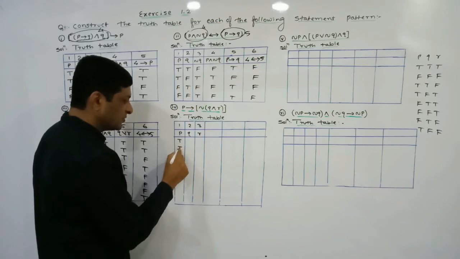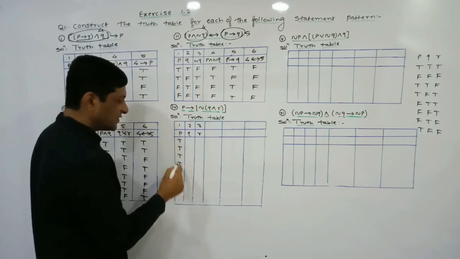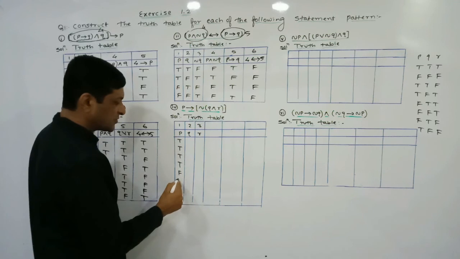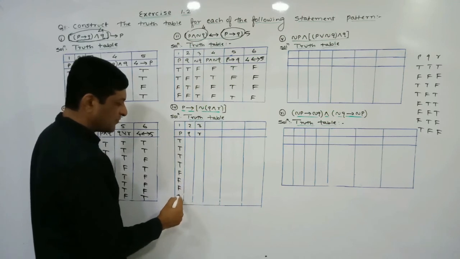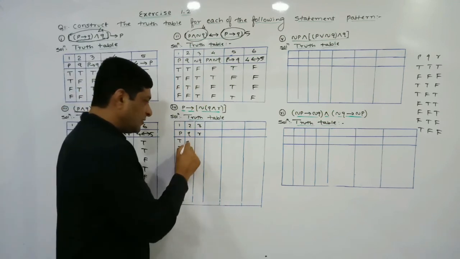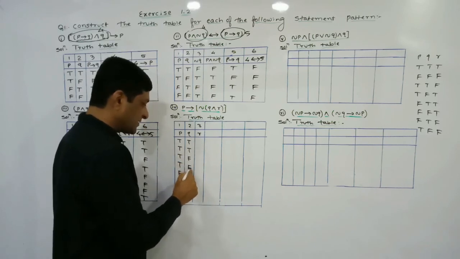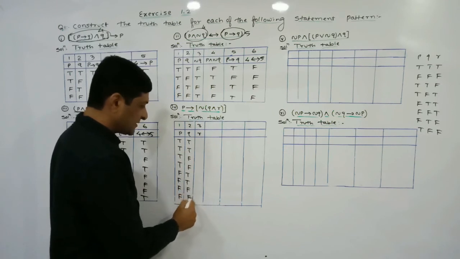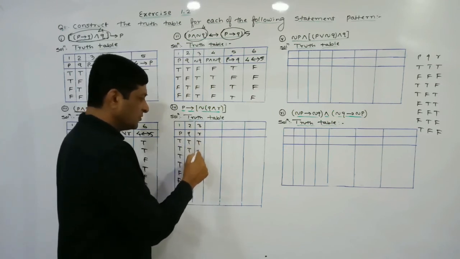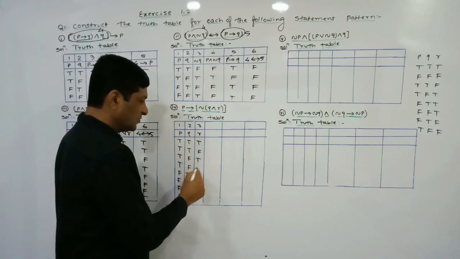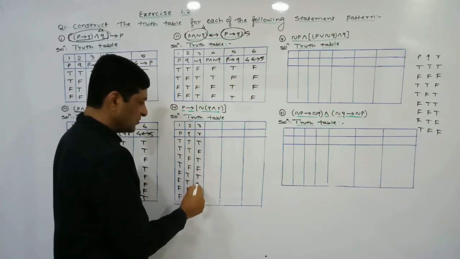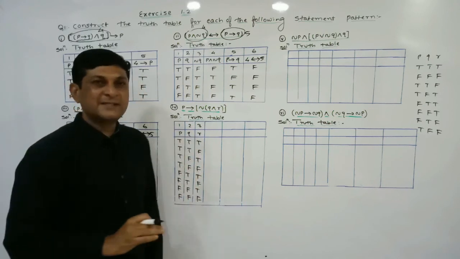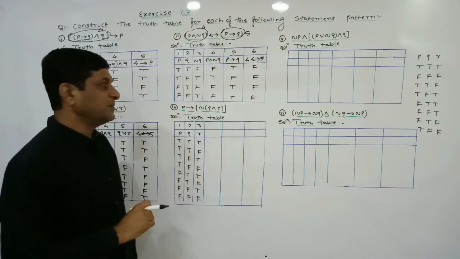True, true, true, true. In the first column, first write down 4 times true and 4 times what? False. In the second column, write down 2 times true, true, true, false, false, true, true, false, false. In the third column, true, false, true, false, true, false, true, false. So we have considered all the 8 possibilities here.